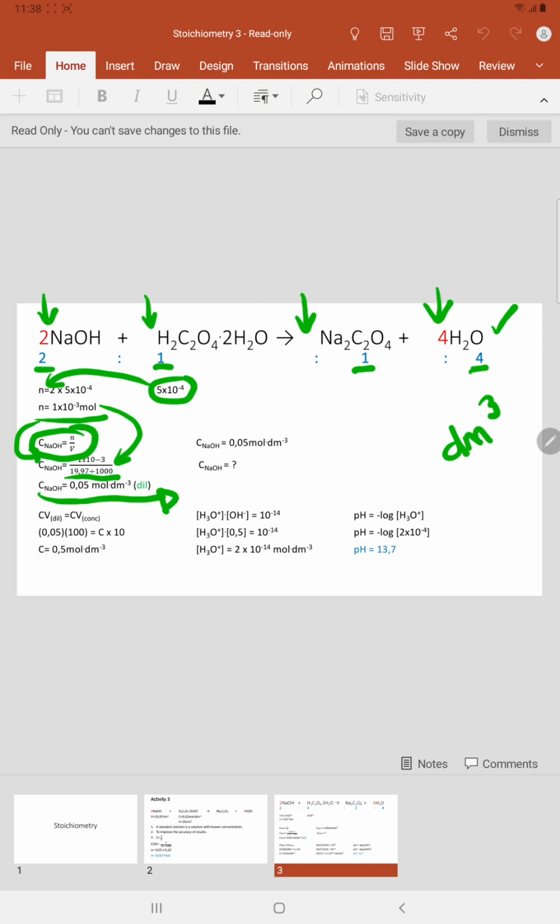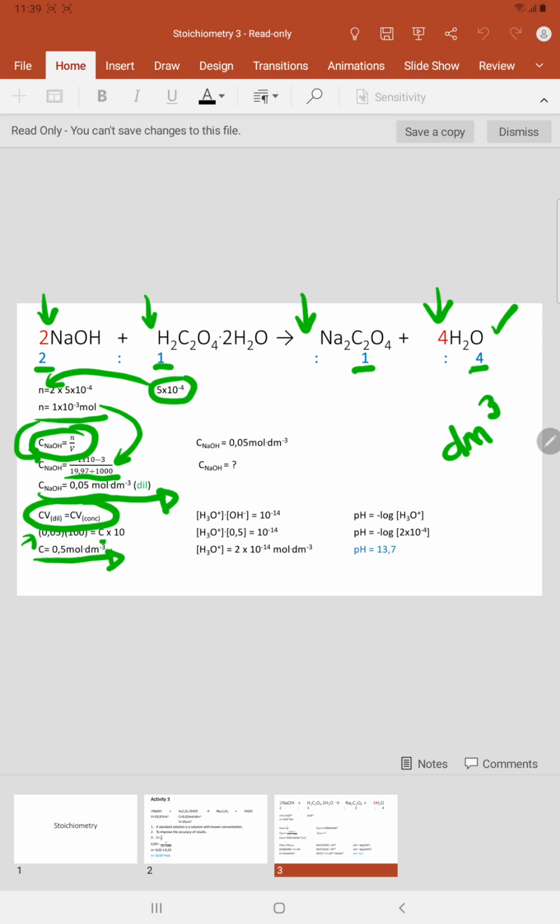We then want to use that answer to calculate the concentration of sodium hydroxide in a concentrated solution. So we substitute the dilute concentration here, multiplied by 100, and the concentrated solution is what we're looking for, times 10 for the dilute, for the concentrated. This gives us the concentration of 0.5 moles per cubic decimeter.